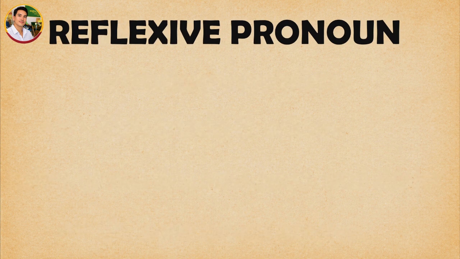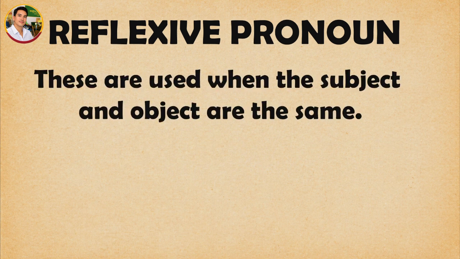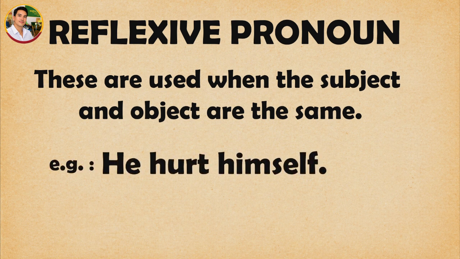So remember. Finally, reflexive pronouns. These are used when the subject and object are the same. For example, he hurt himself. Who did the action? He, right. Who received it? Also he, right?